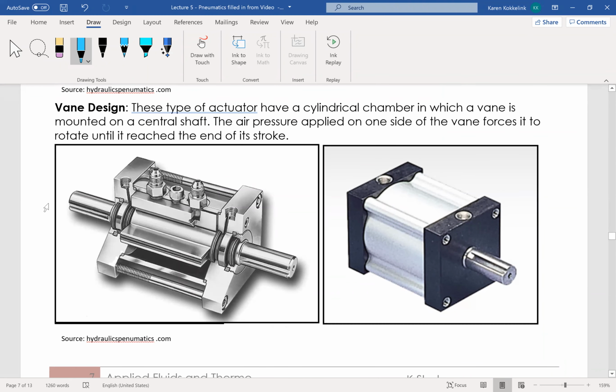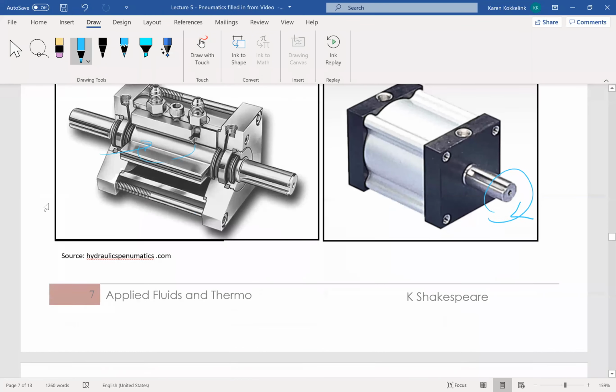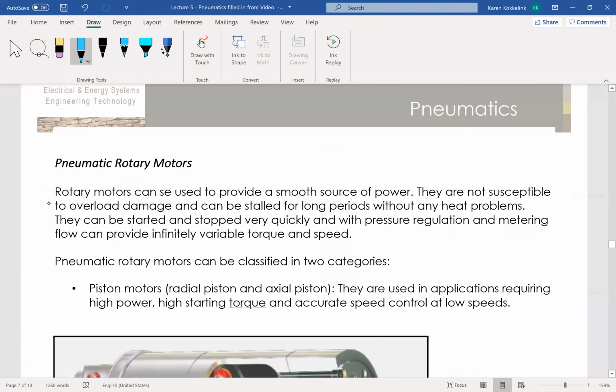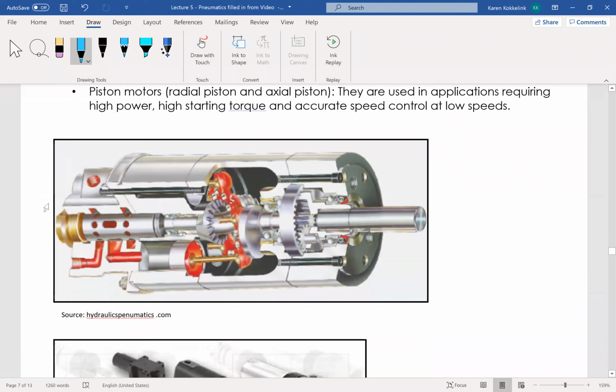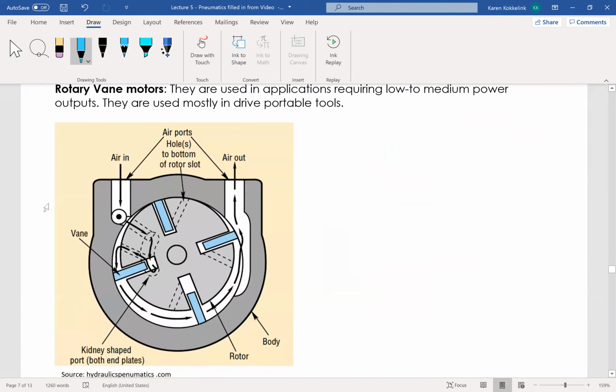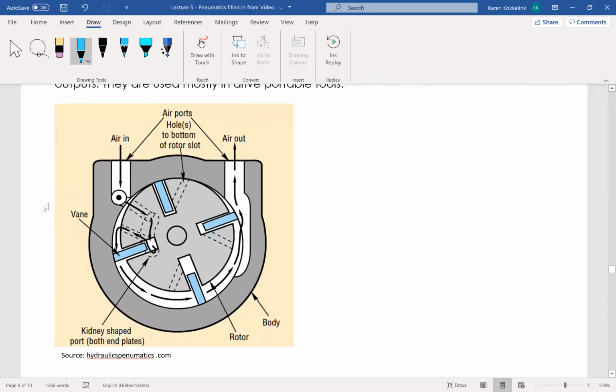So this is a vane type of actuator, and this is going to capture the air, which is going to come in here and spin the vanes, and then again you get a rotating motion out as the output of a vane type actuator. Here's another type of rotary motor. Lots of opportunities for industrial applications of rotary motors.